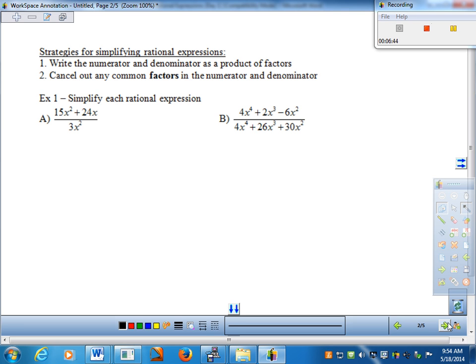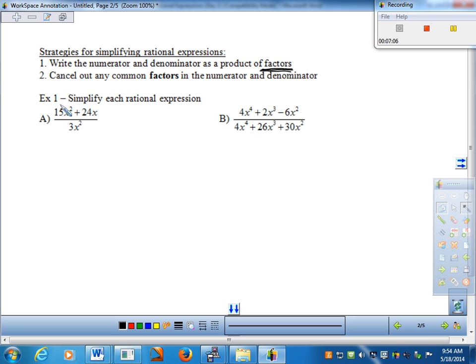All right, so simplifying to start. A couple strategies just that I wrote on your notes worksheet. Take them for what they're worth here. So number one, write the numerator and denominator as a product of factors. Absolutely. So before you decide to cancel anything out, ask yourself, have I factored it completely? And then, of course, cancel out any common factors in the numerator and denominator. Perfect.